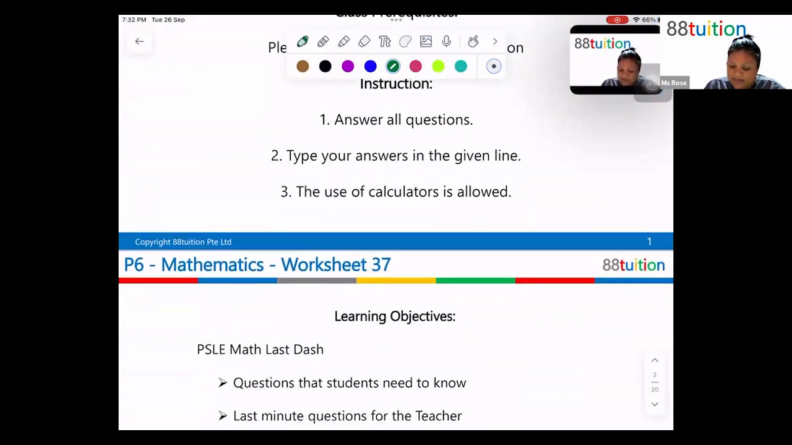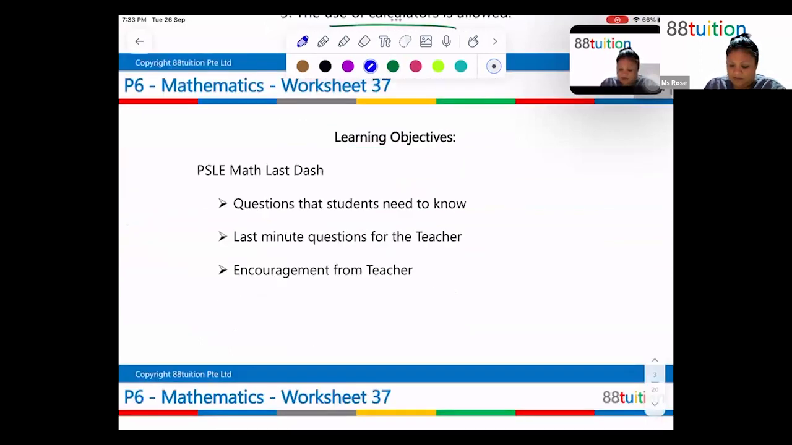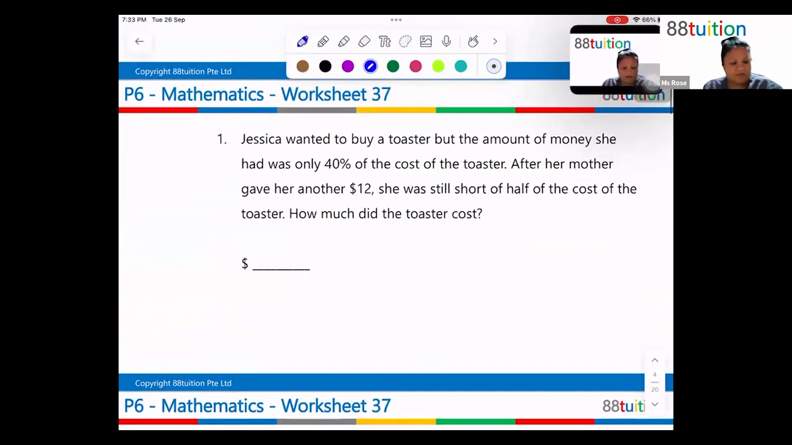Okay, so basically, you can use your calculator for this particular paper. Some of you managed to do it, some of you didn't. Some of you only did the paper halfway. But I guess at this point, everyone's just busy preparing for the exams, I suppose. Now, let's continue. I hope you have the paper with you.